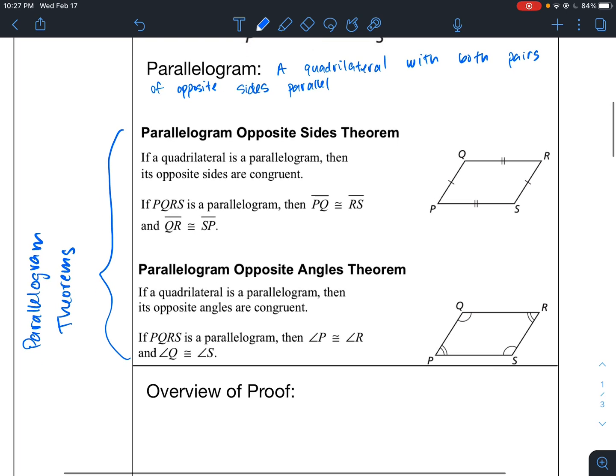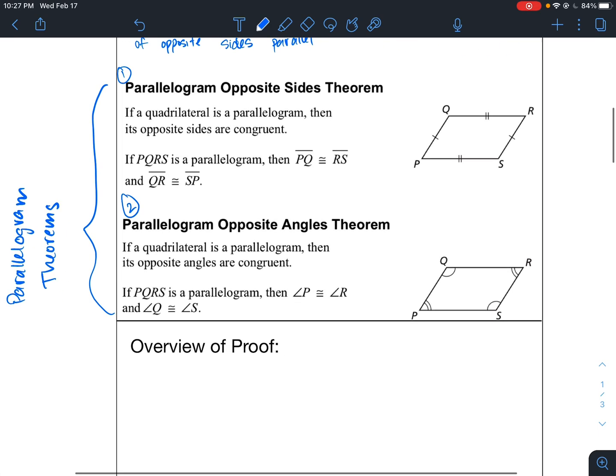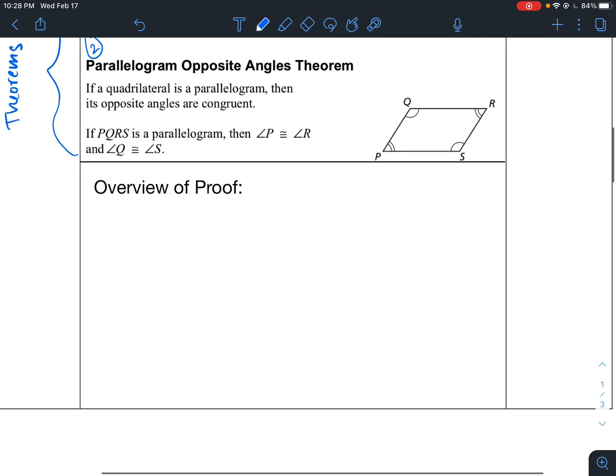The second theorem states, so this is the first, and this is the second parallelogram theorem. The second parallelogram theorem says that if both pairs of sides of the quadrilateral are parallel, so if you have a parallelogram, then the opposite angles are congruent. So in a parallelogram, opposite sides and opposite angles are congruent. So we're going to do a quick overview of this proof right here.